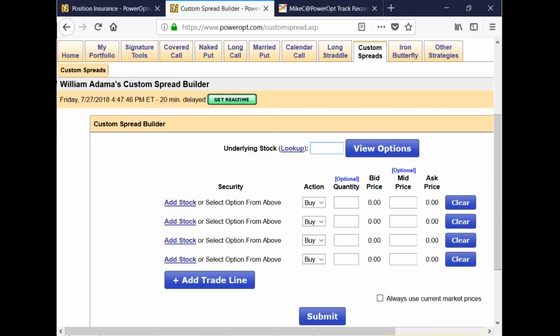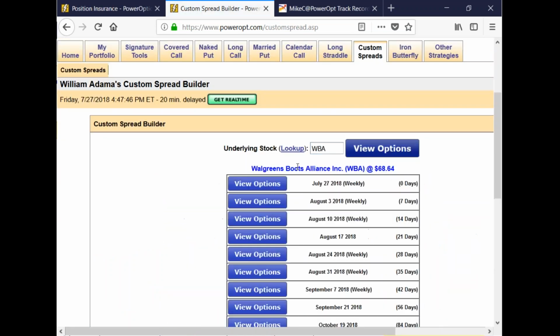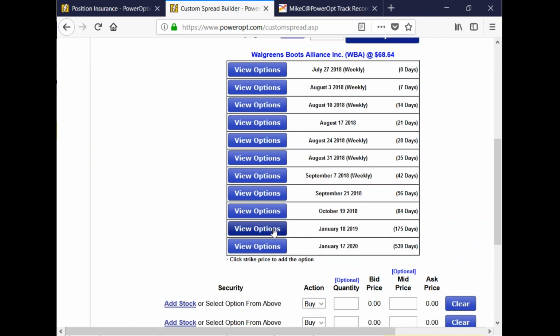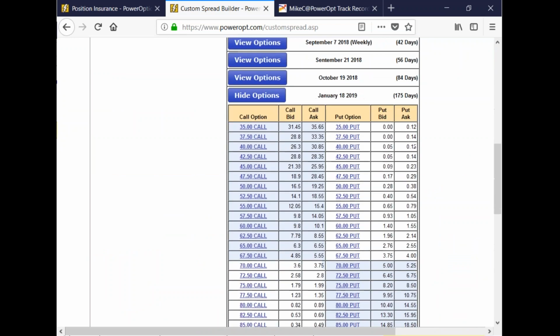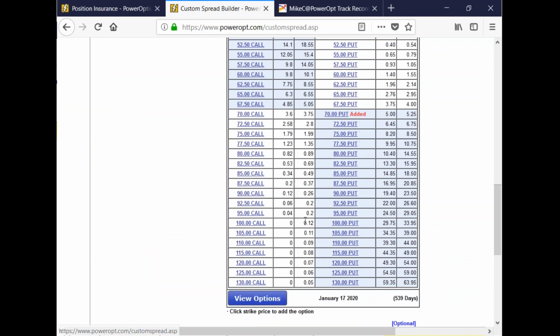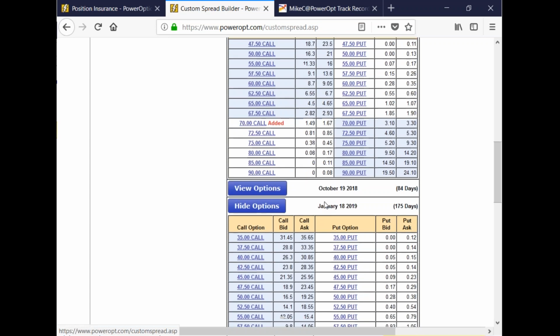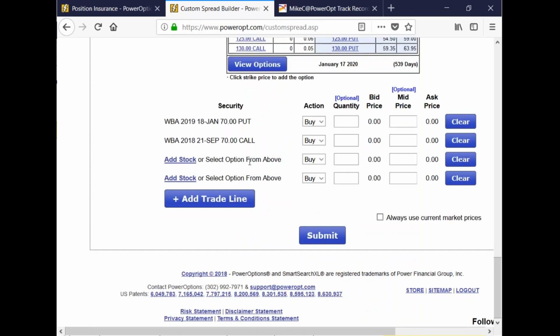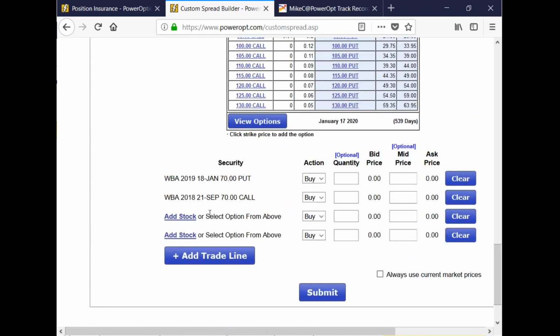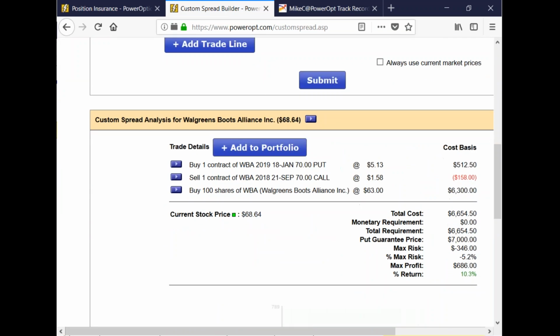Look at WBA on the custom spread tool. And you have a January 70 put. And you sold the standard September, I believe, 70 call. And so that's 5 and 1. So let's say that you had stock before at about $63. And I'll just use the numbers here. It doesn't matter what they are. I'm just going to try to get it to a bulletproof position that you mentioned with no risk.